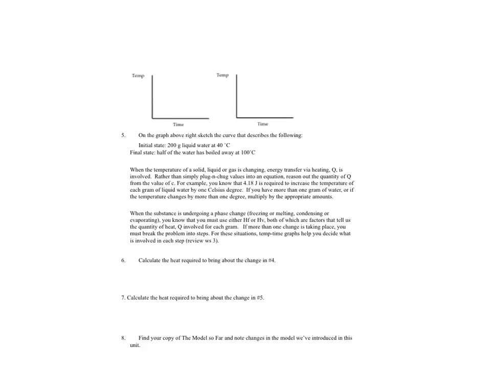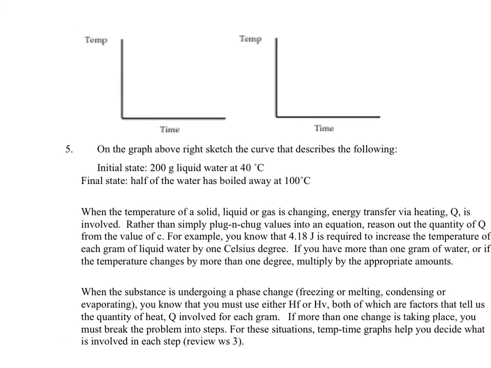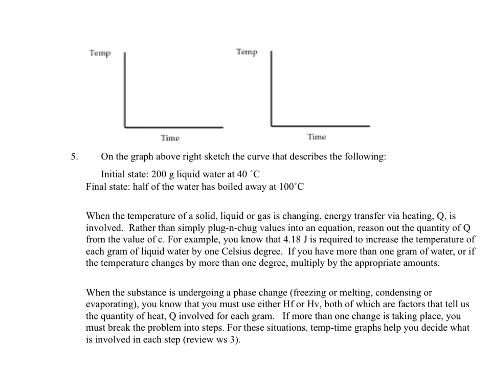For number 5, it says on the graph on the right, so that's the curve that describes the following. We've got 200 grams of liquid water at 40 degrees Celsius. So I'm going to start this at 40. And the final state is half of the water has boiled away at 100 degrees Celsius. So it's going to increase in temperature till it hits 100 degrees Celsius. And then half of it is going to boil away.